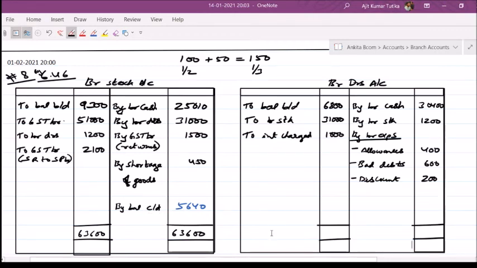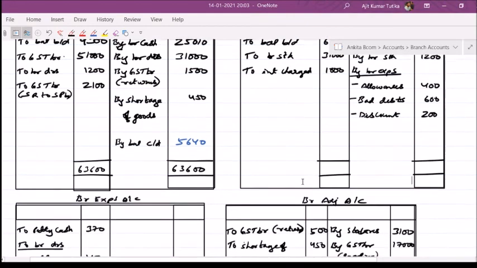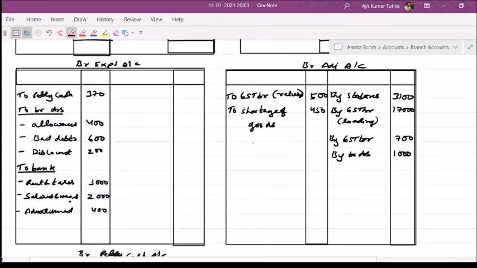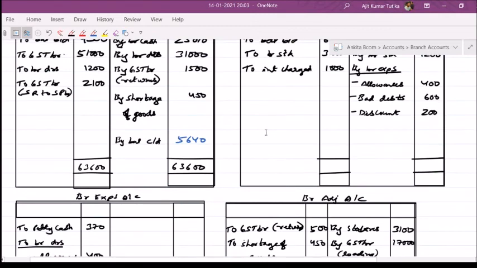In closing stock also there is a loading. So we will go to branch adjustment account and write here to stock reserve, closing stock. So we have 5,640 divided by 3, which is 1,880. This is the stock reserve for closing stock. If you forget this, then there will be mistake in gross profit or net profit.